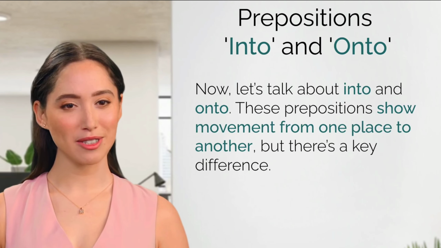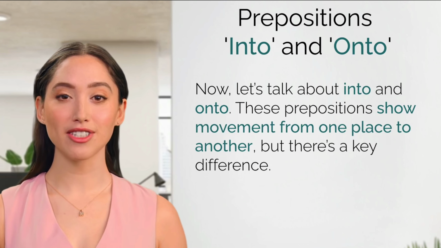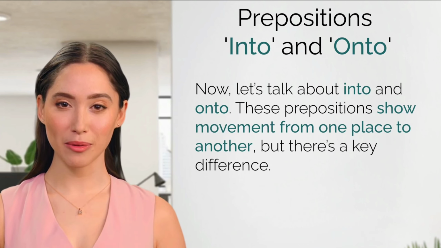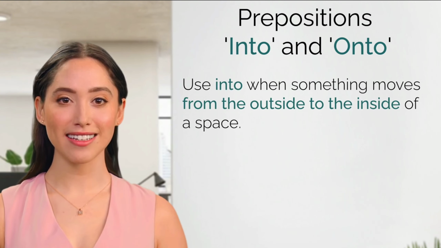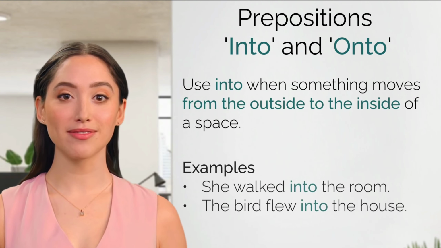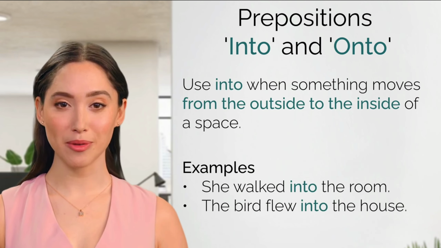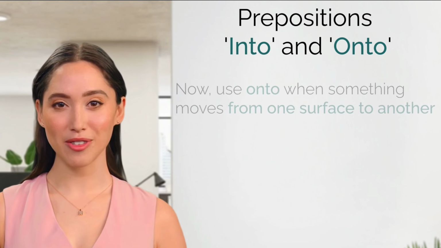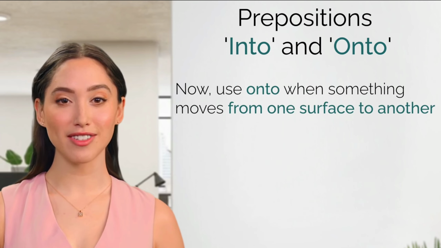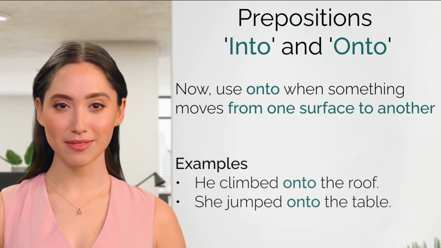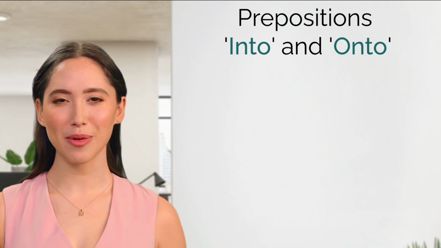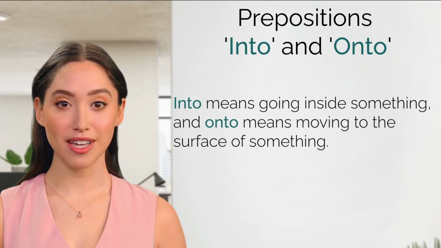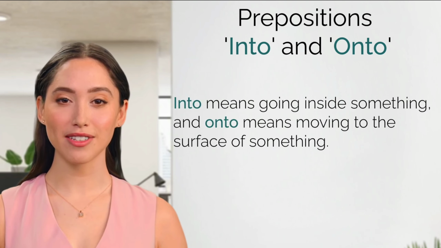Now, let's talk about into and onto. These prepositions show movement from one place to another, but there's a key difference. Use into when something moves from the outside to the inside of a space. Examples: she walked into the room. The bird flew into the house. Now, use onto when something moves from one surface to another. Examples: he climbed onto the roof. She jumped onto the table. These two are often confused, but just remember, into means going inside something, and onto means moving to the surface of something.